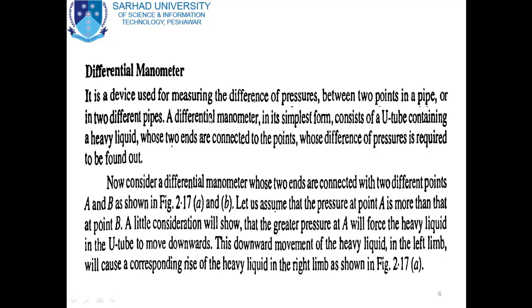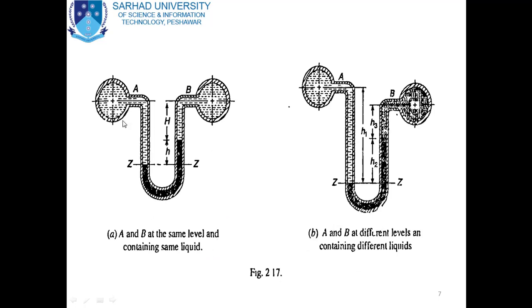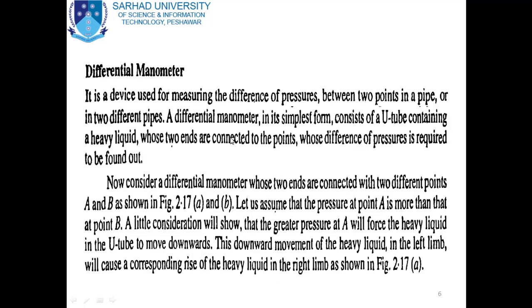To find the pressure in the pipe through a differential manometer, consider a differential manometer whose two ends are connected with two different points A and B, as shown in figure 2.17a and b. Here a differential manometer is connected with 2 points A and B. The differential manometer consists of a U tube having mercury in the U tube, as shown in the figure.